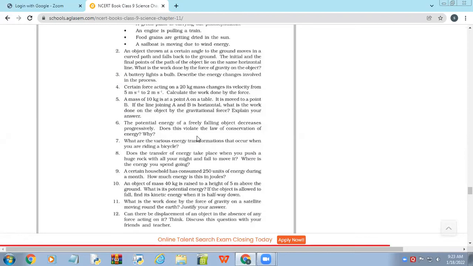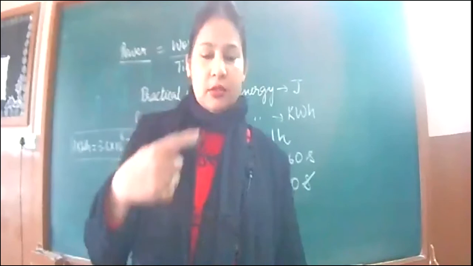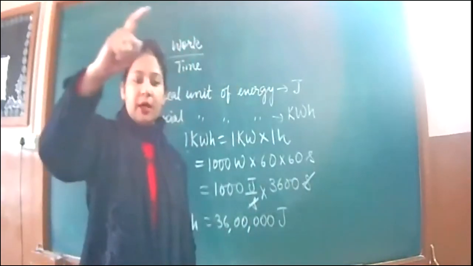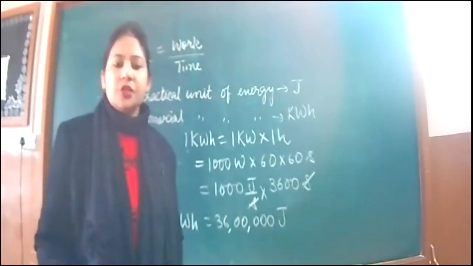An object thrown at a certain angle to the ground moves in a curved path and falls back to the ground. Initial and final points of path of the object lie on the same horizontal line. What is the work done by the force of gravity on the object? Yes, the work done by force of gravity on the object will be zero in this case because this kind of object is called a projectile. Okay, for example, when we kick a football, exactly it follows a curved path as it is mentioned in the question. So same situation is there.